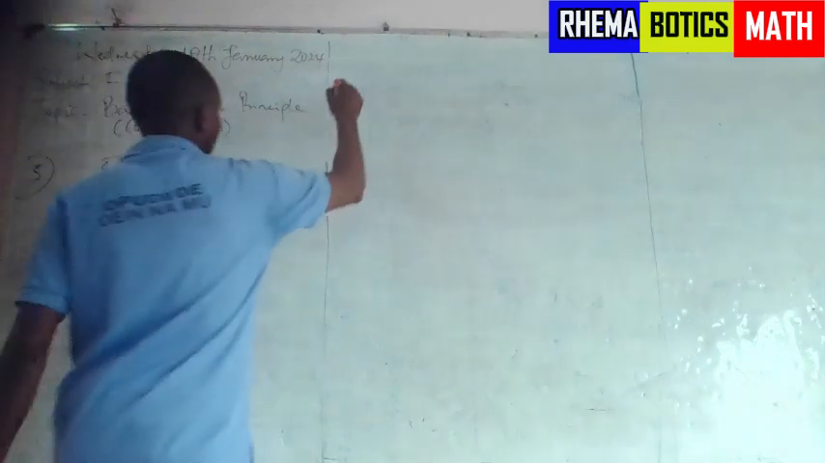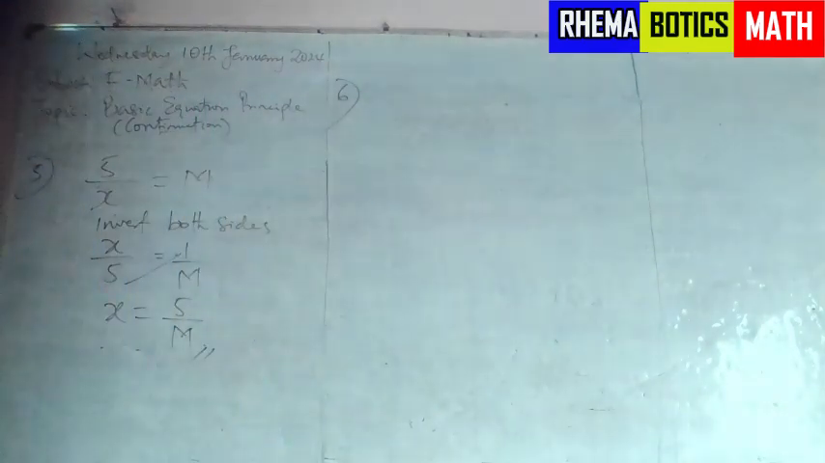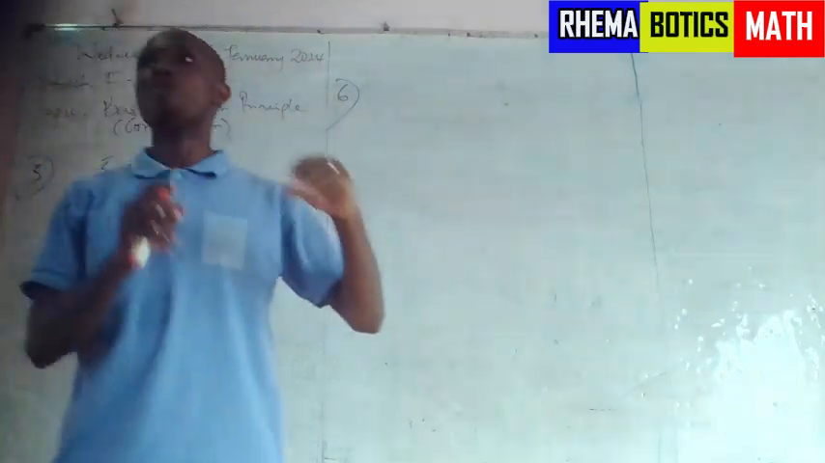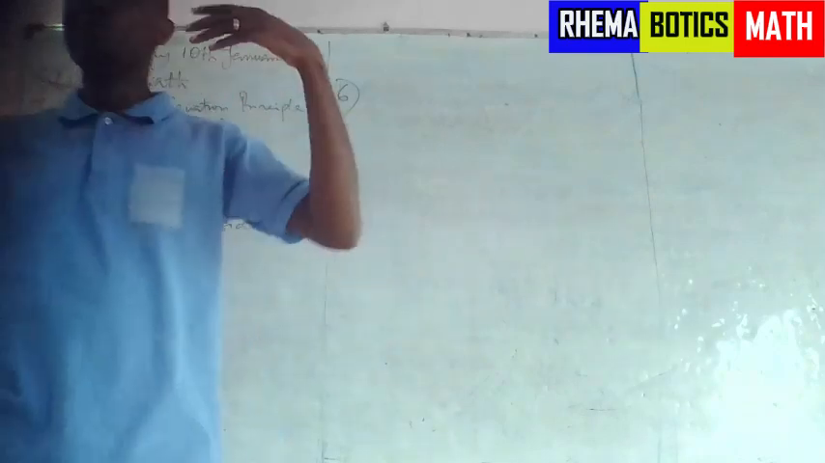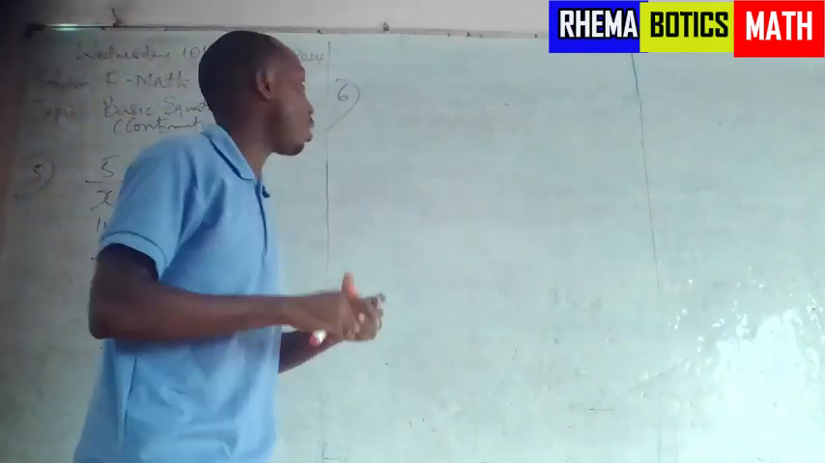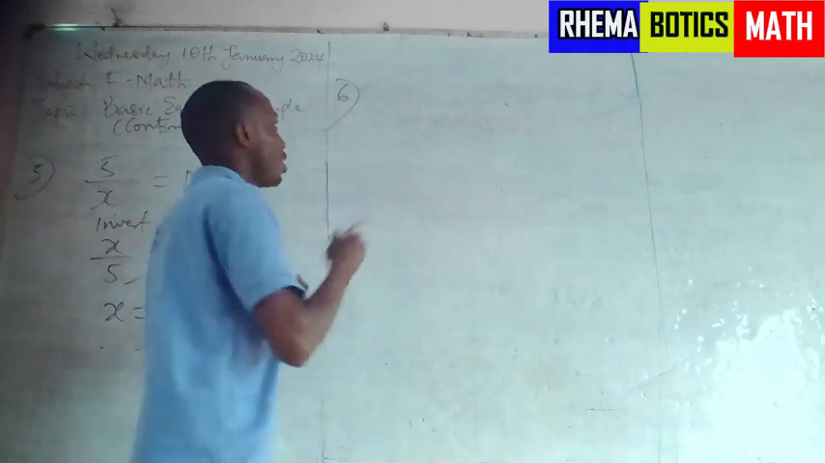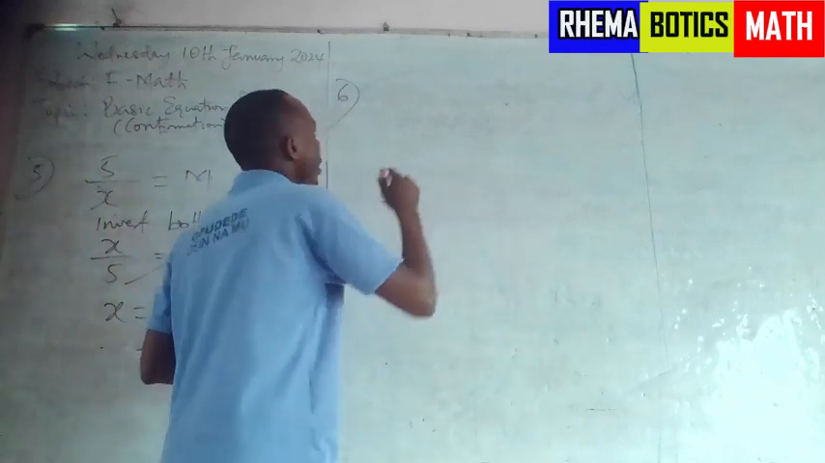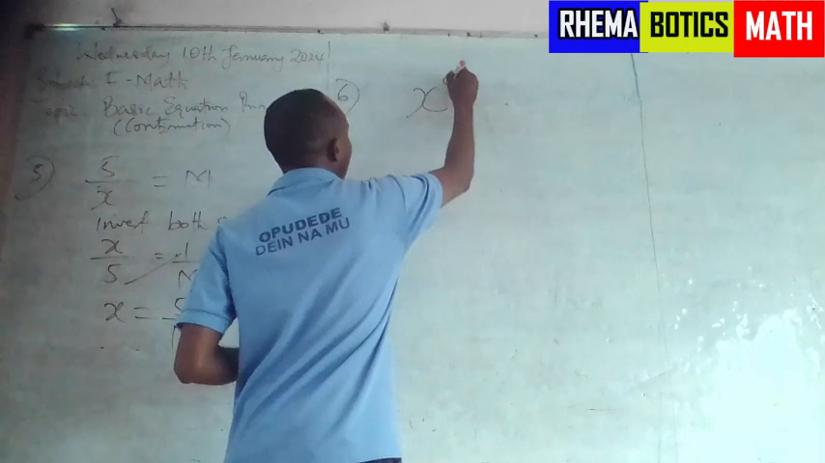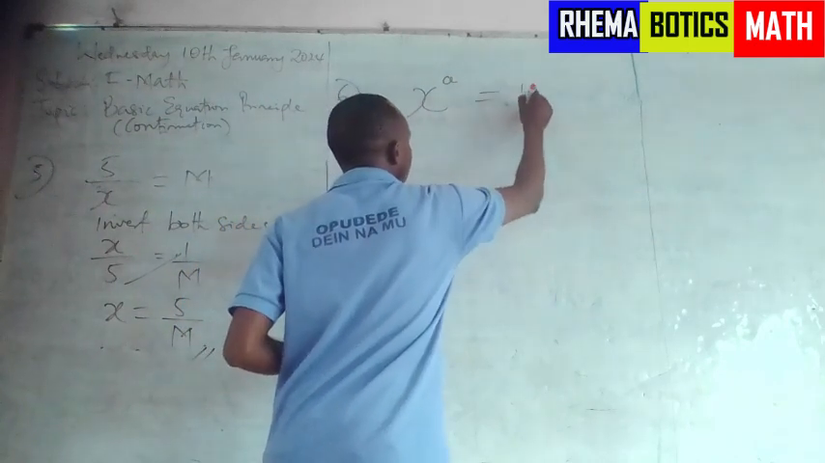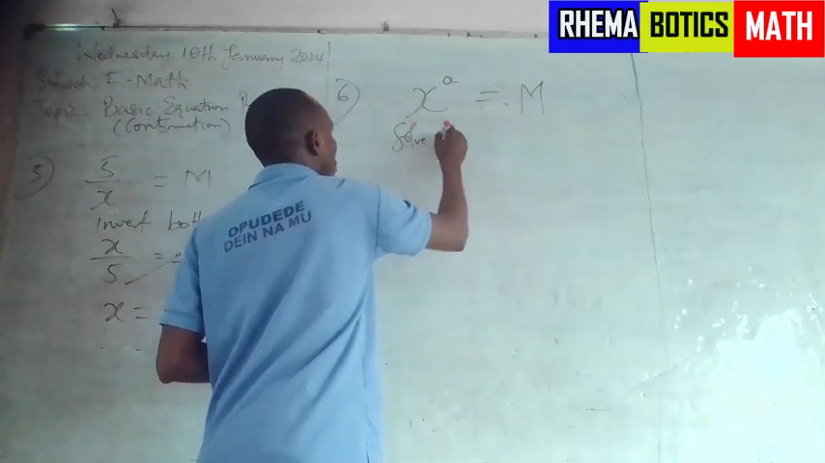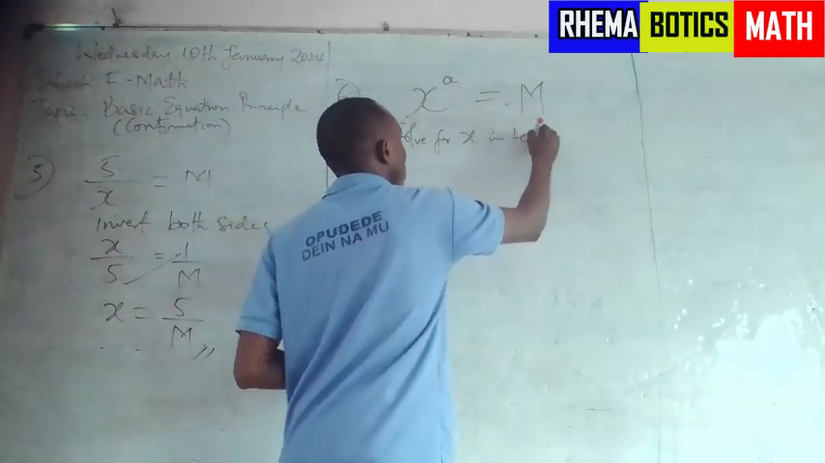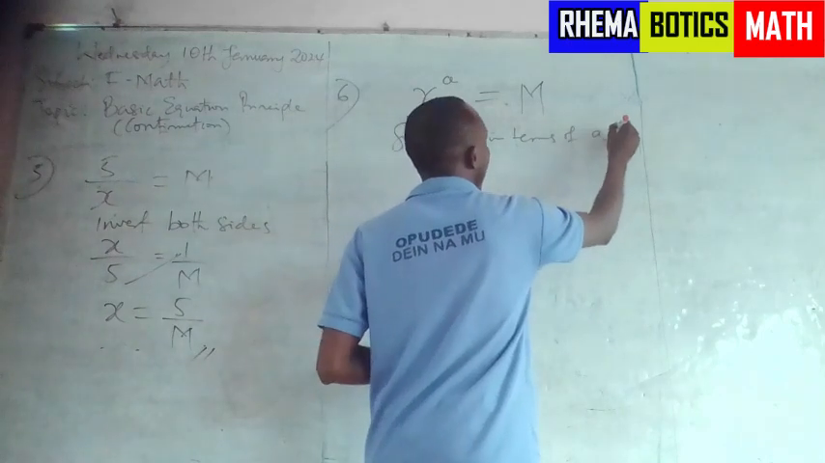Okay, now I have number 6. Now, for number 6 and number 7, number 6 will be about powers, number 7 will be about roots. For powers, for example, x raised to power a equals to, let's say, n. And we have to solve for x in terms of a and n.